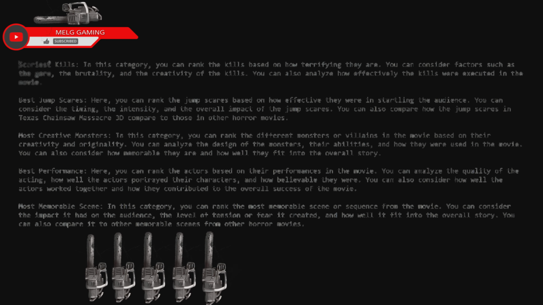Best performance. Here you can rank the actors based on their performances in the movie. You can analyze the quality of the acting, how well the actors portray their characters, and how believable they were. You can also consider how well the actors worked together and how they contributed to the overall success of the movie.